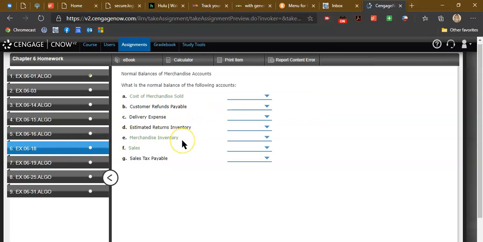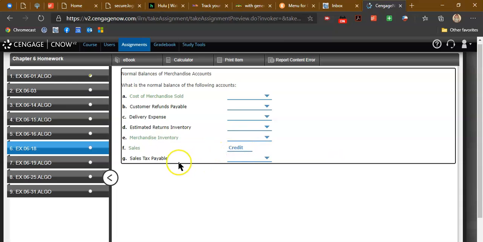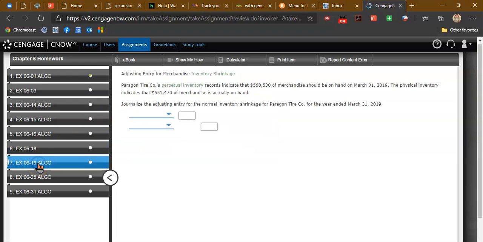Okay, normal balances. You should start getting used to them, if you're not already, and we're going to practice some more. We know sales is a revenue account, so it should have a normal credit balance, for instance. Liability accounts, ask yourself, what is the normal balance of any liability? What's the normal balance of any expense? The cost of merchandise sold goes with your costs and expenses. So work that out and you'll be fine.